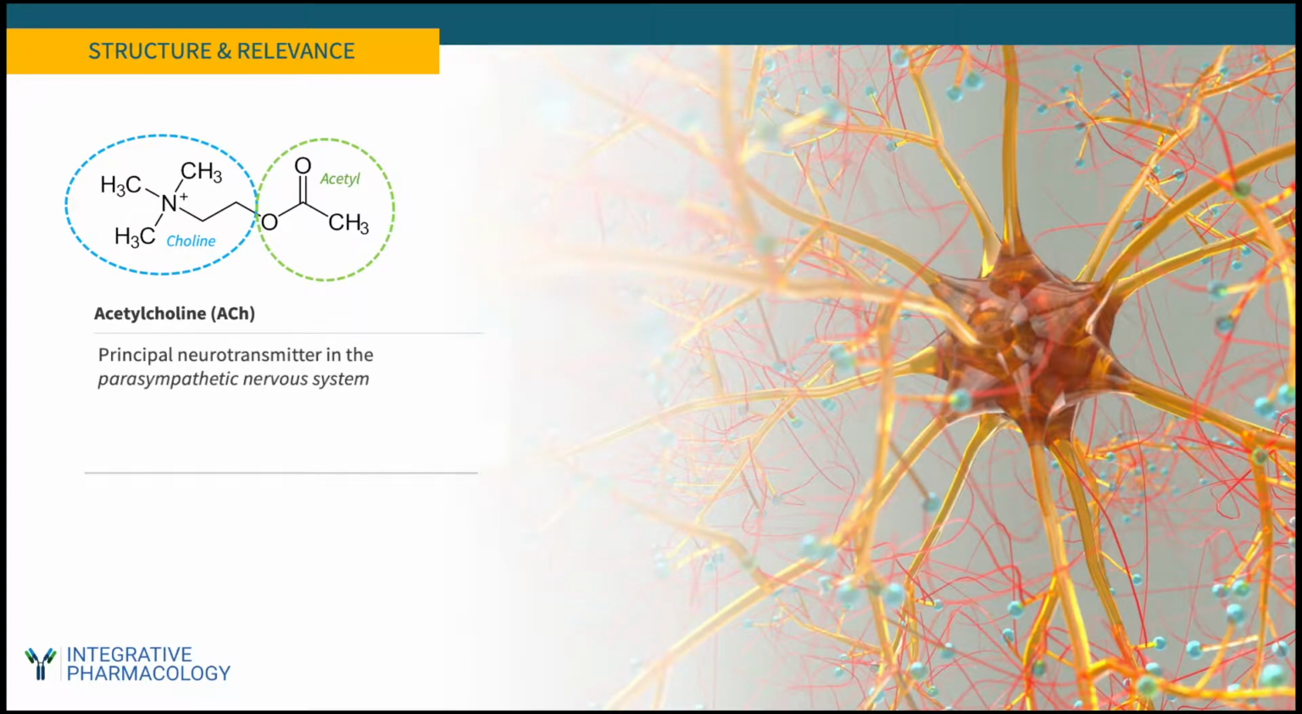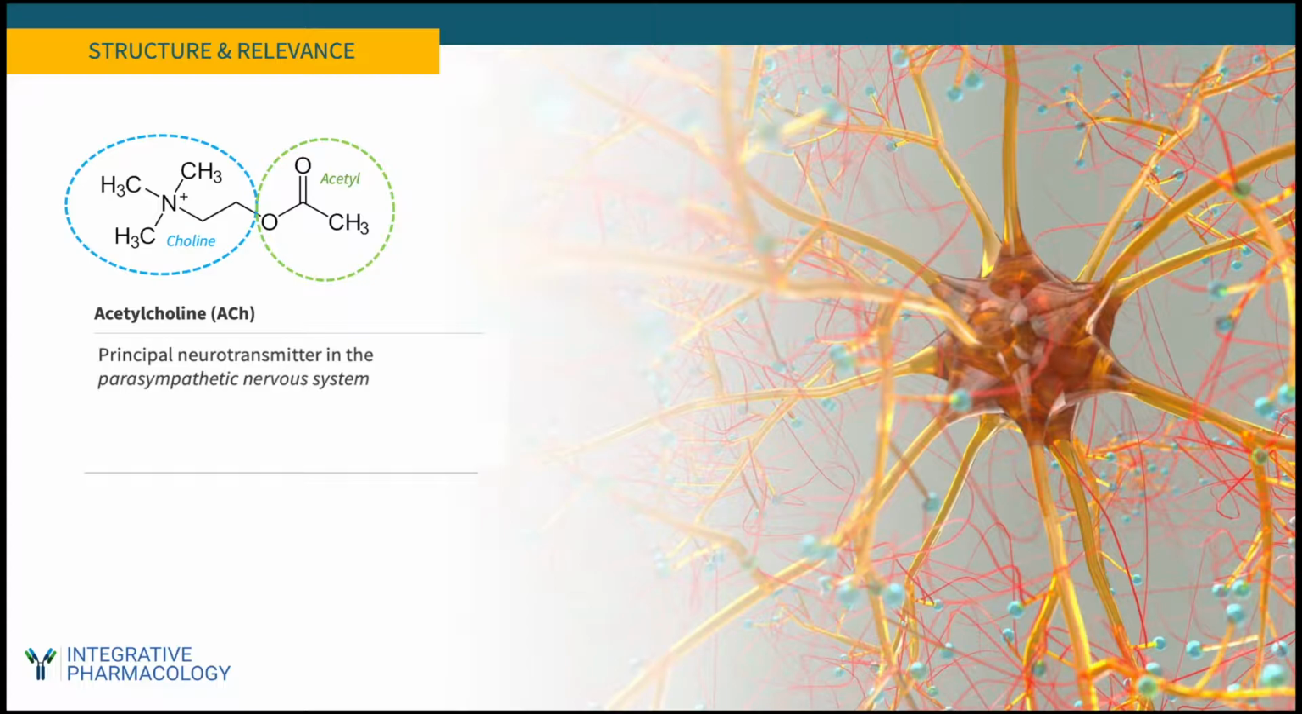Acetylcholine is the principal neurotransmitter in the parasympathetic nervous system, and that's the branch of the autonomic nervous system that controls things like digestion and blood vessel function, urinary function, smooth muscle that we really don't control voluntarily. It's also involved in the central nervous system, and it plays many roles in memory, learning, and cognitive performance.